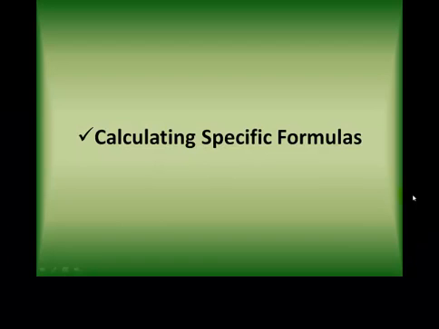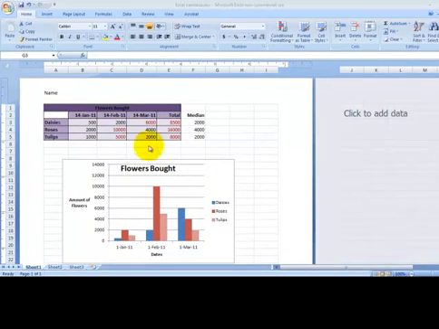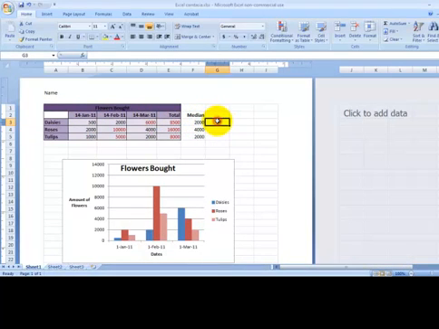Calculating specific formulas. Now, say you wanted to calculate a specific formula. Say you want to add the cells in this row together and then multiply them by a particular cell. So begin by typing equals, beginning parenthesis, start adding these cells together. This cell, the plus sign, this cell, another plus sign, then this cell, then ending parenthesis. Add in the multiplication sign.